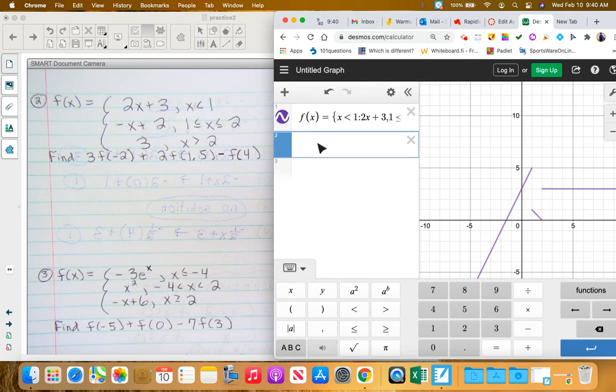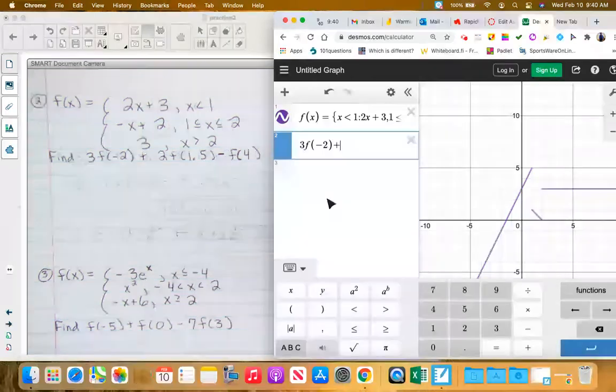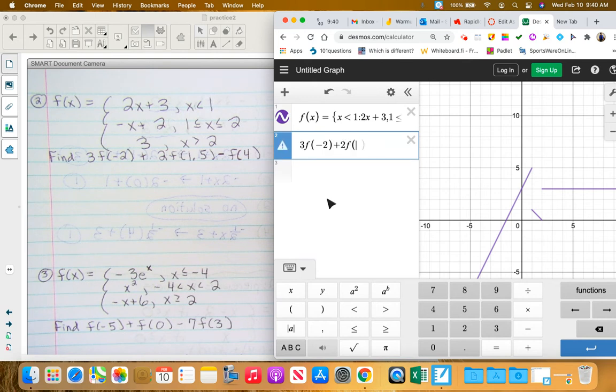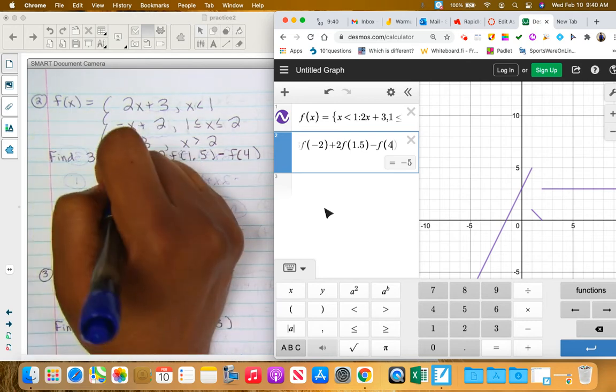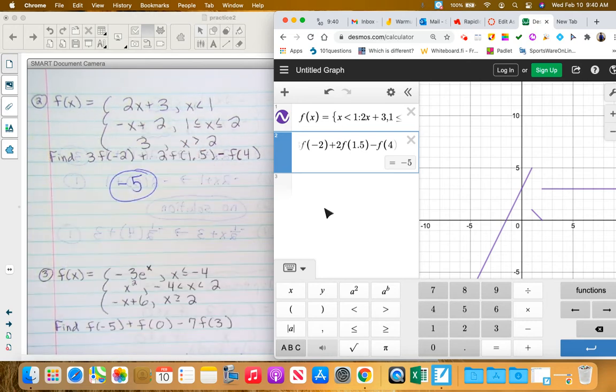Now, if I want to evaluate this whole piece, you absolutely can do it algebraically, or you can type into Desmos in one fluid step. So I'm going to do 3f of negative 2 plus 2f of 1.5 minus f of 4. And we got negative 5. So our answer for number 2 is negative 5. So we use Desmos to help us with that. But by all means, if you want to break it down step by step, there is nothing wrong with that.